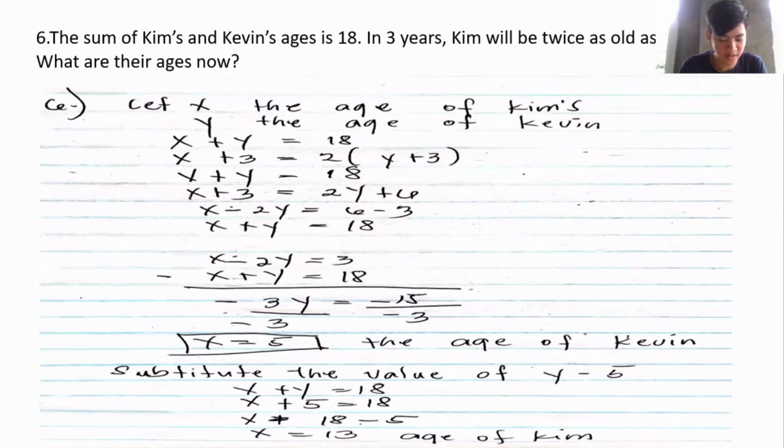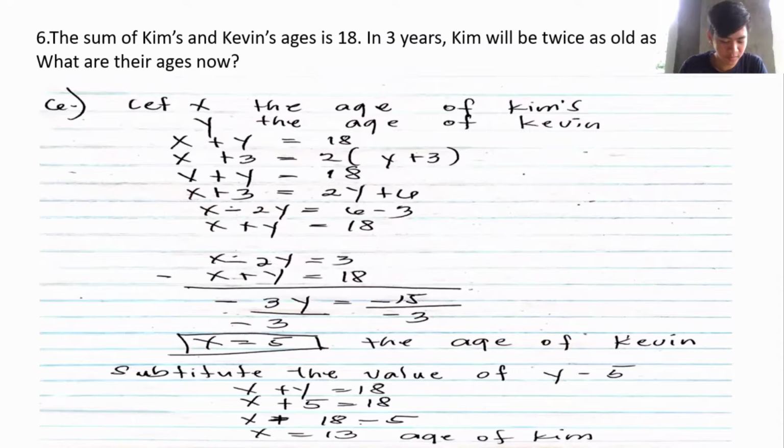X plus Y equals 18. X plus 3 equals 2Y plus 6. X minus 2Y equals 6 minus 3. X plus Y equals 18. X minus 2Y equals 3. Negative X plus Y equals 18.